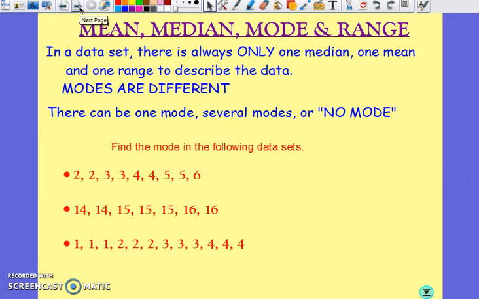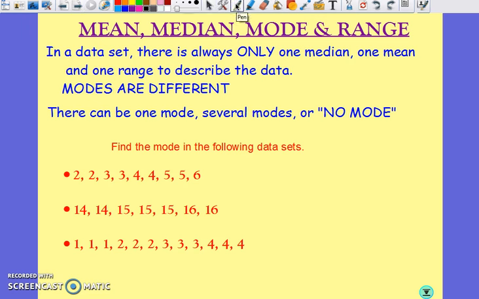Okay, mean, median, mode, and range. I want you guys to kind of read this and go through it. There is only one median, one mean, and one range, but the modes can be different. There can be one mode, several modes, or no modes. So find the mode of the following data. You can pause the video and then click play for your answers.